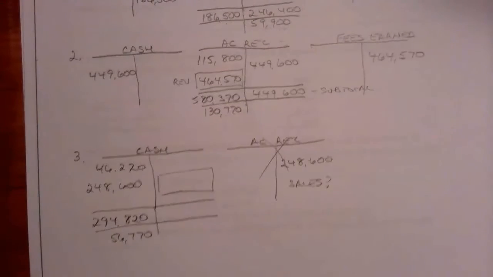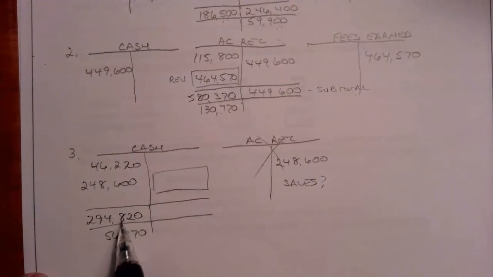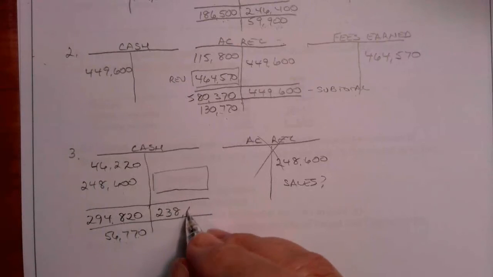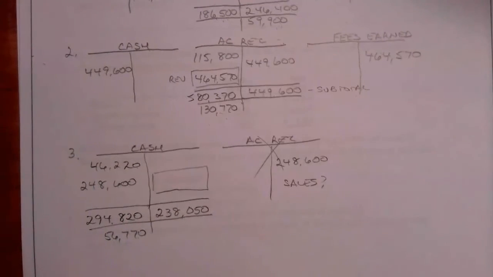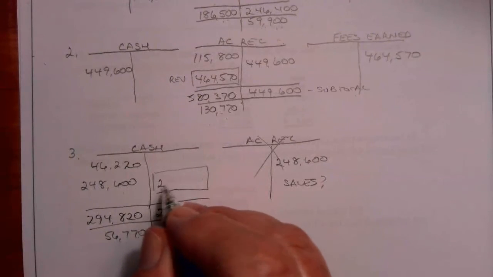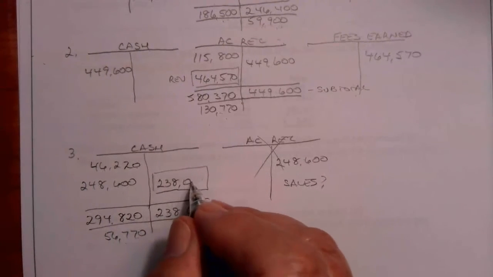If this is 294,820, what was this number in order to give me 56,770? We would have to subtract it, right? So 294,820 minus 56,770 means this would have had to be 238,050. So that would be the amount of cash payments made: 238,050.